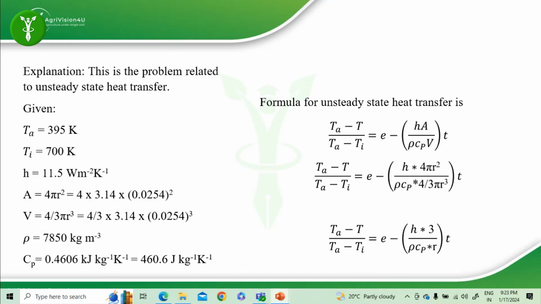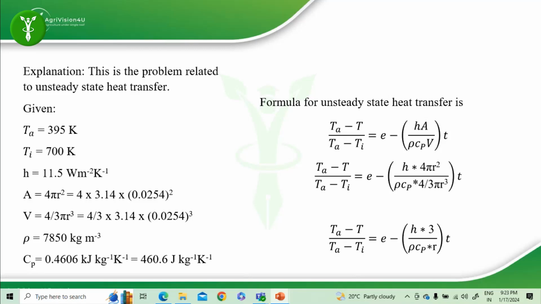Now we know the formula for unsteady state heat transfer. What is the formula? (Ta minus T) divided by (Ta minus Ti) is equal to e to the power minus hA by rho Cp V times t.